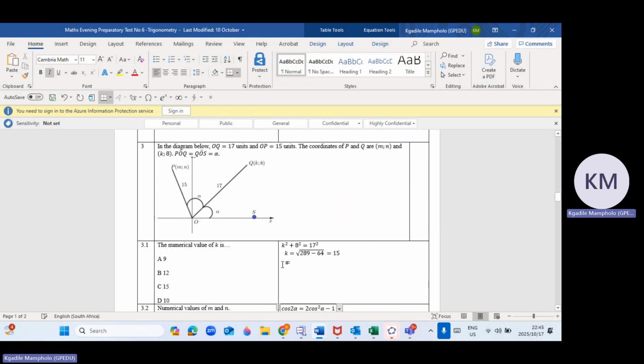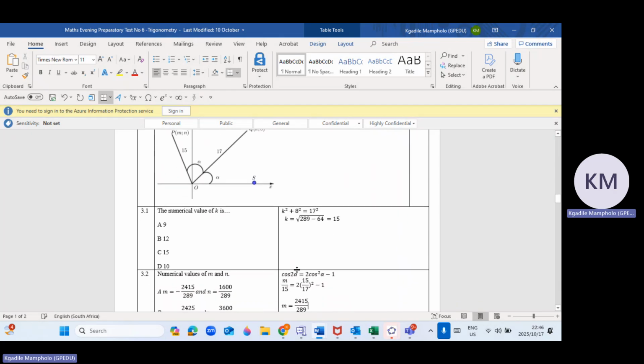Of course, you'll just use Pythagoras in this case. You know that your x is k, your y is 8, your hypotenuse is 17. Then k will be 15. That's the first one. 3.2. Find the numerical values of m and n.